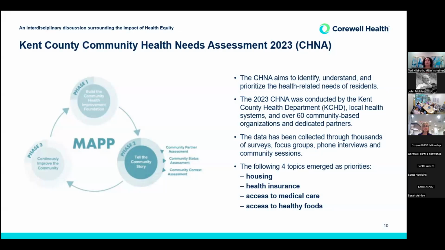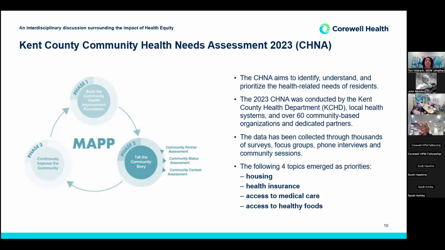And this was conducted through the Kent County Health Department, as well as local health systems and over 60 community-based organizations. It's a 164-page document, and I have only the ability to capture a few slides here and 4 topics that have emerged as priorities from the data that was collected. Data such as surveys, focus groups, phone interviews, and even community sessions where people have sat down to talk through these things. And these 4 topics that emerged were housing, healthcare, access to medical care, and access to healthy foods. Now, these 4 slides are just relevant to these priority topics. Imagine what this 164-page document can hold and show of our community.